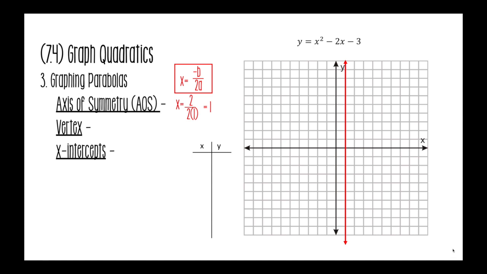From there, that's the x value for my vertex. So I'll go ahead and plug a 1 in for both of these x's here, which is going to give me an answer of -4. So I can plot 1, -4.